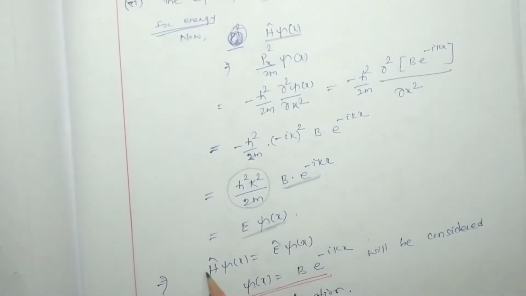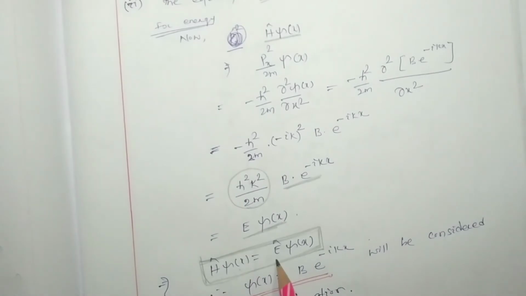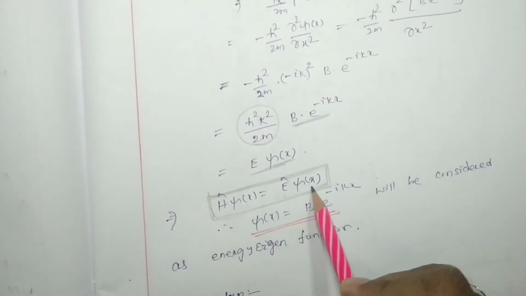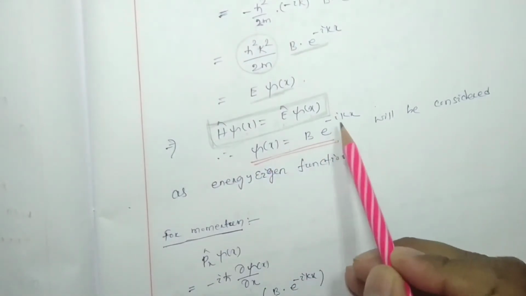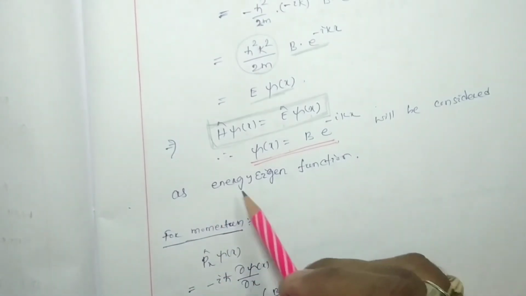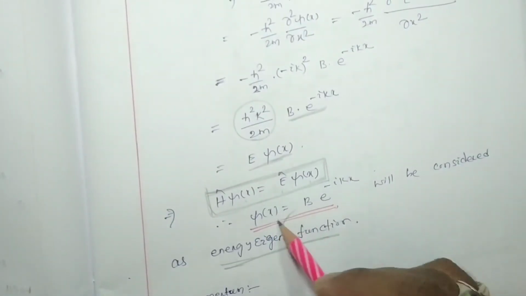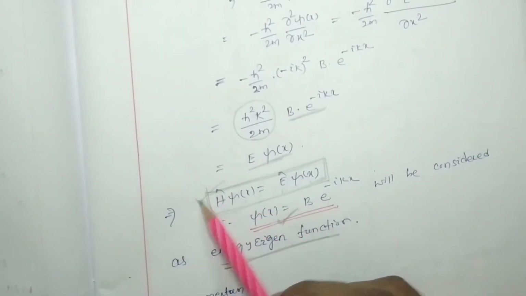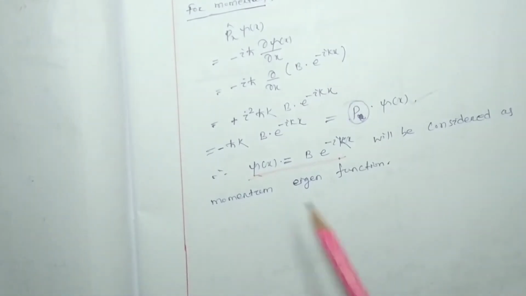So it satisfies the eigenvalue equation, that means H cap psi x will be equal to E psi x. Hence psi x equal to b e to the power minus ikx will be considered as an energy eigenfunction, because this psi x satisfies the eigenvalue equation. Okay, now for the momentum we have to check whether it is acceptable as a momentum eigenfunction.